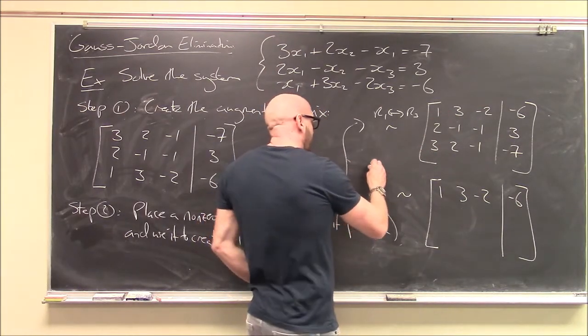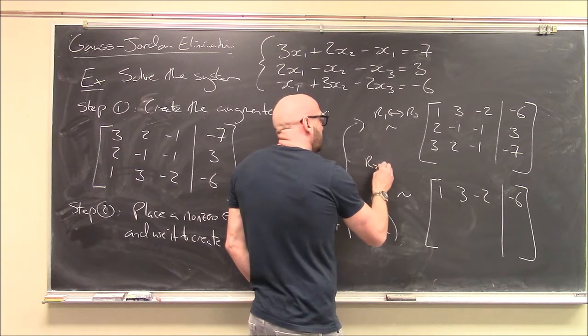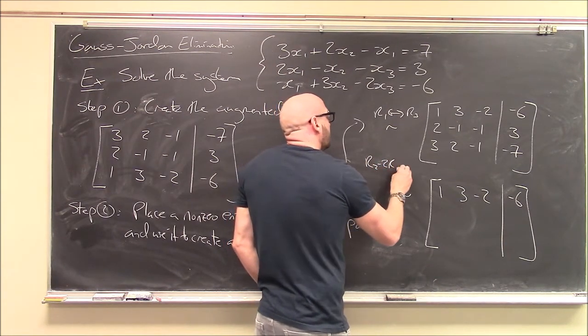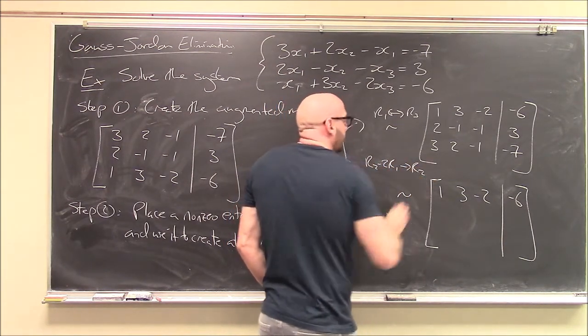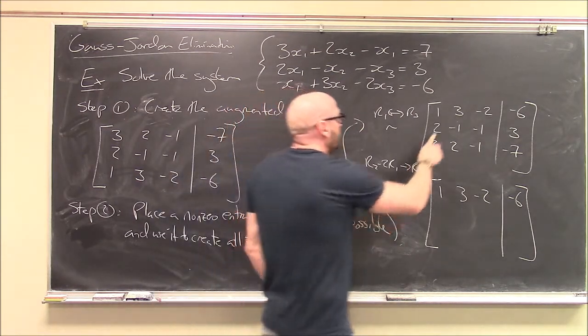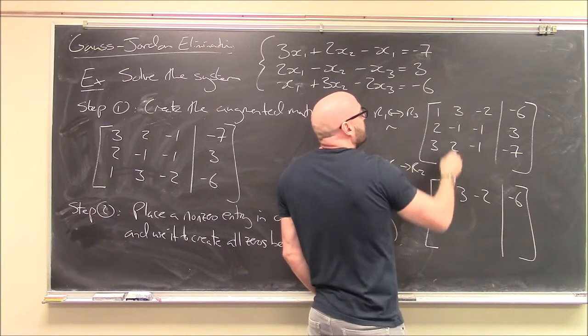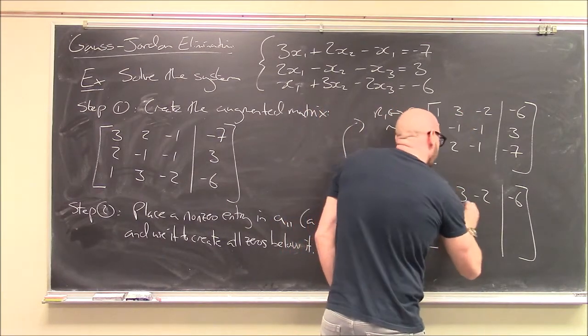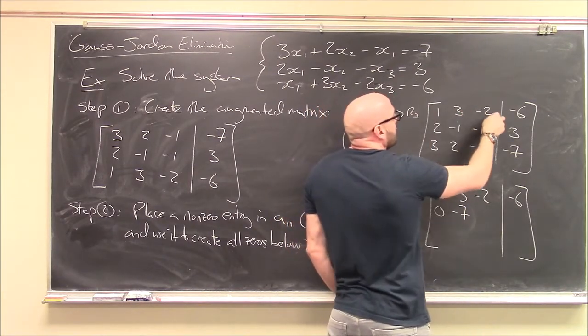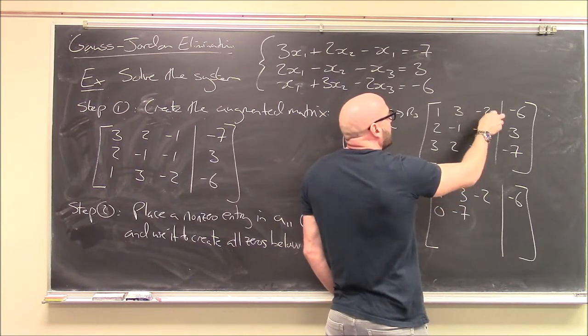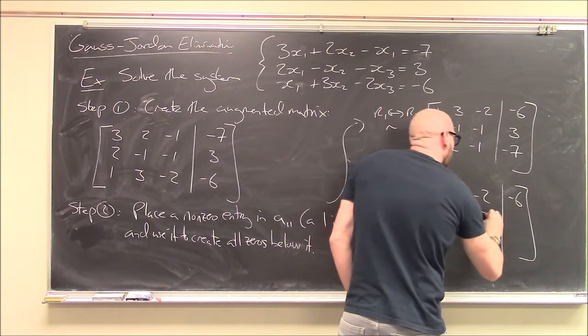So we're going to do row 2 minus 2 times row 1, and that becomes row 2. So we'll subtract this off. I have 0, minus 1 minus 2 times 3, minus 7, minus 1 minus 4, minus 5 wait, minus 1 plus 4 is 3.